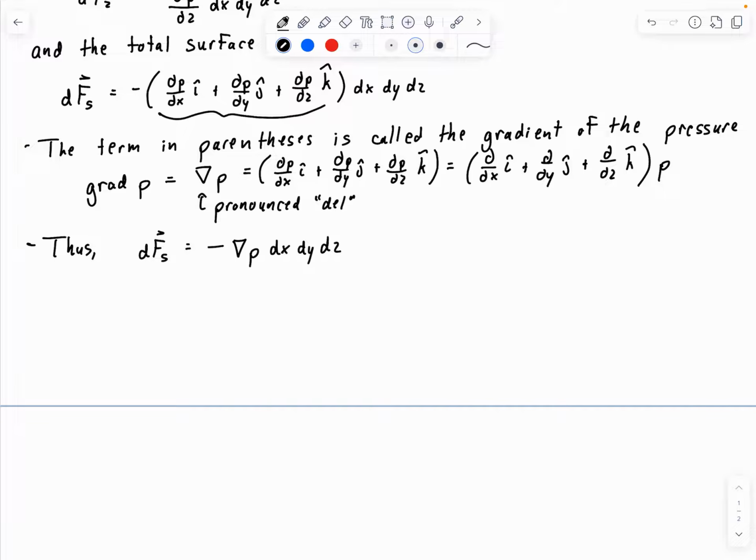So those are the surface forces, and now we can add in the body forces. So now let's add in the weight, which is the body force. So we did not mention the weight before, but of course that cube of fluid has a weight.